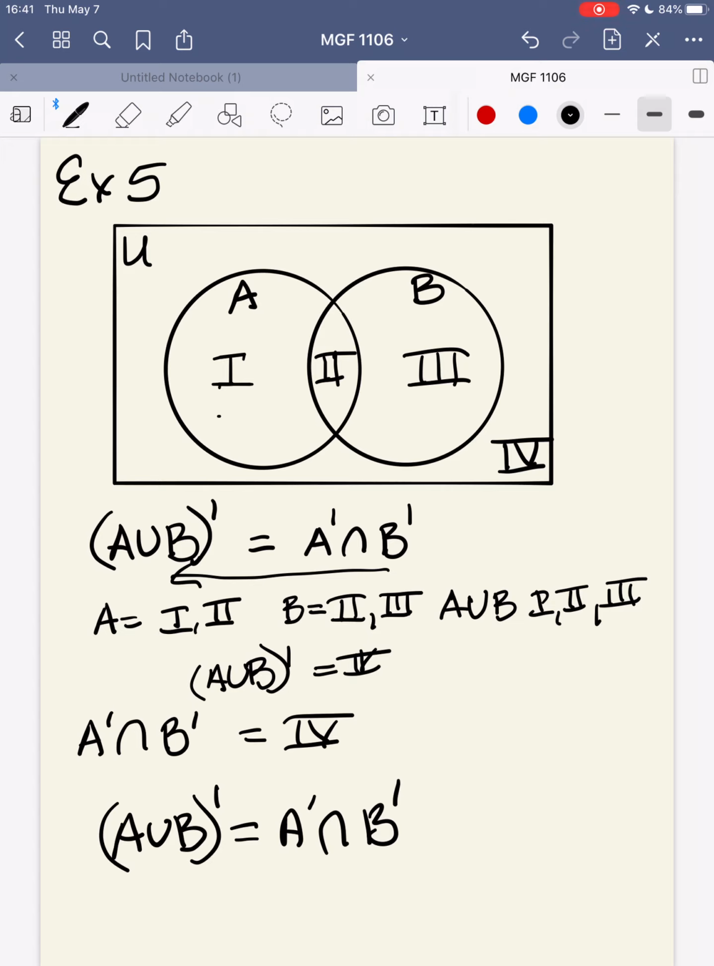You're going to find out that A complement is 3 and 4. B complement is 1 and 4. And their intersection is 4.